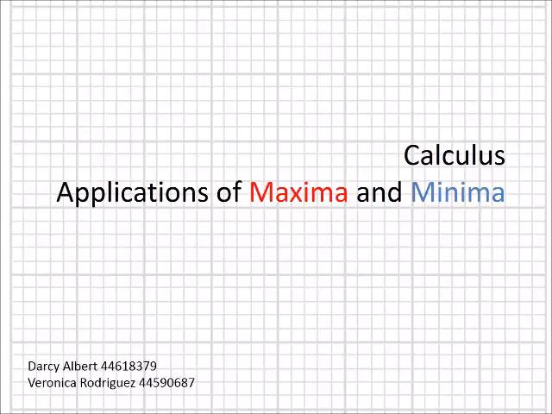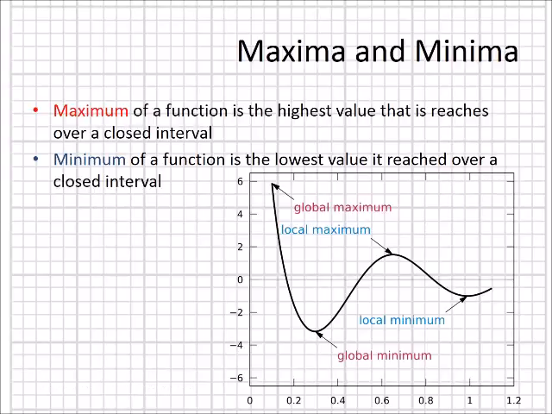A function y equals f of x has both a maximum and minimum value. These values are termed maxima and minima. The maximum of a function is the highest value that it reaches over a closed interval, whereas the minimum of a function is the lowest value.